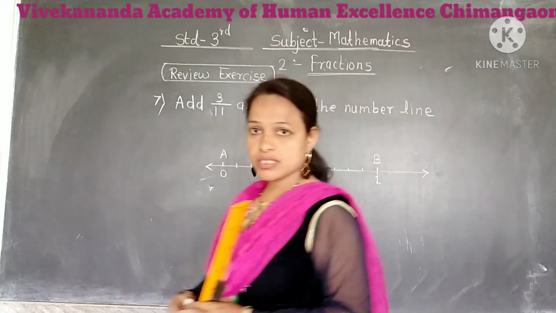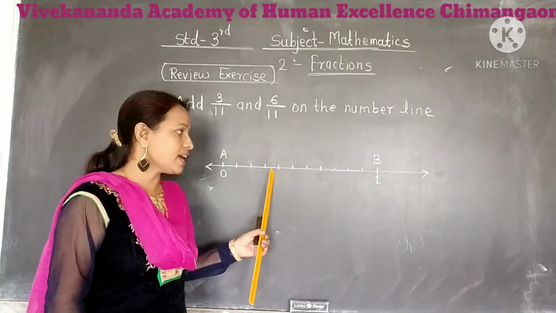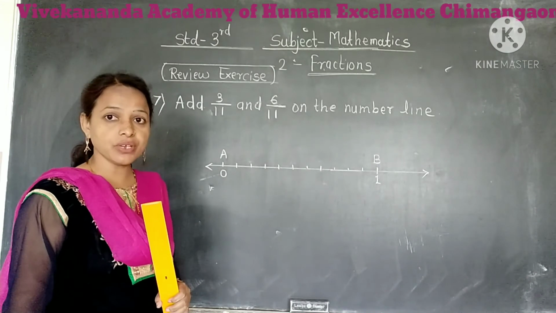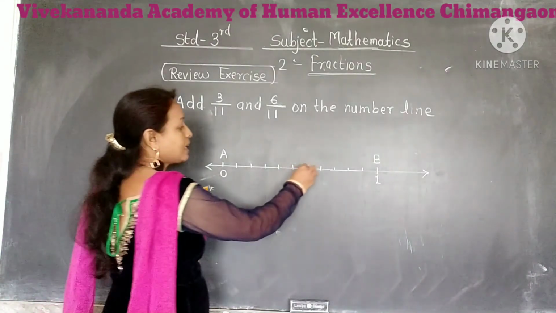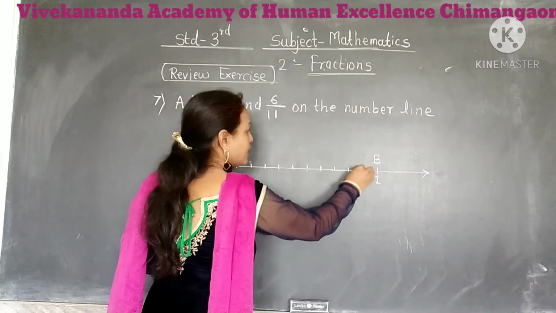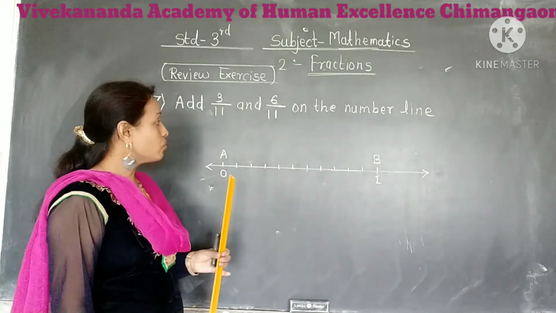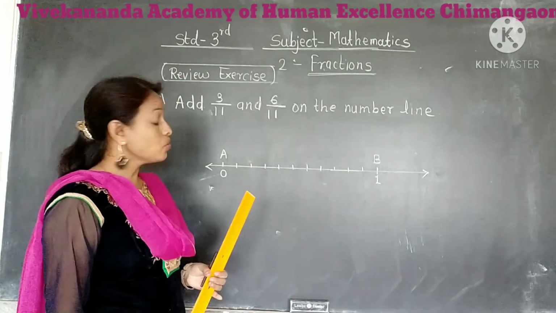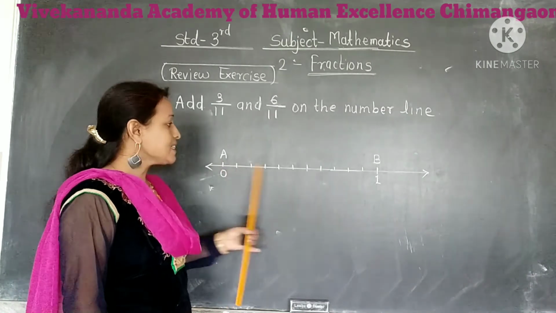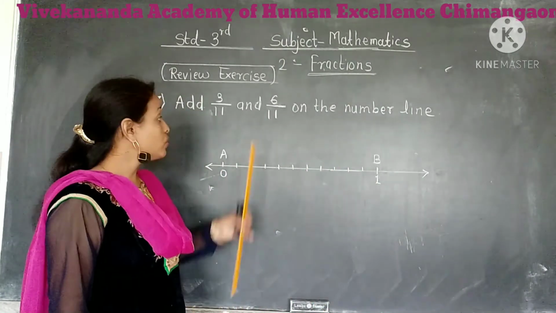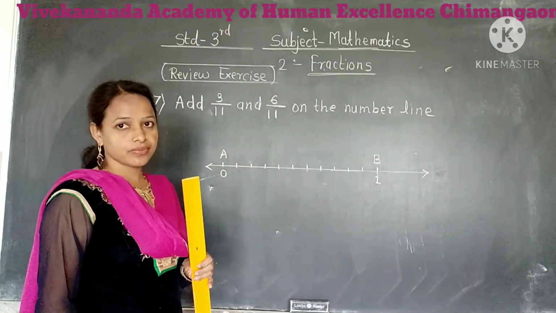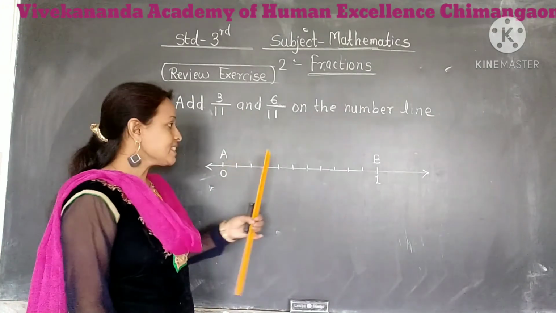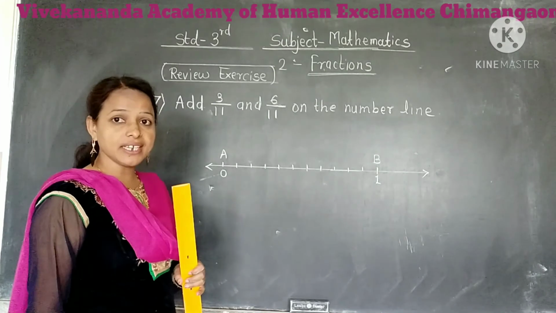So here, first draw the number line which I have drawn here. See student, to add the given fraction on the number line, we have to first draw the number line. So here, I draw a number line. Now, since the denominator is 11, we have to divide line segment AB into 11 equal parts. Look here. Here, the denominator is 11, so we divide line segment AB into 11 equal parts.